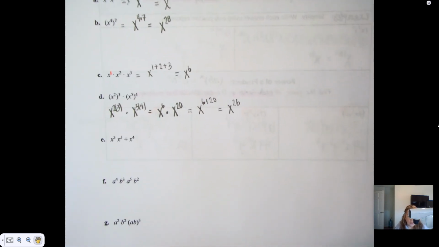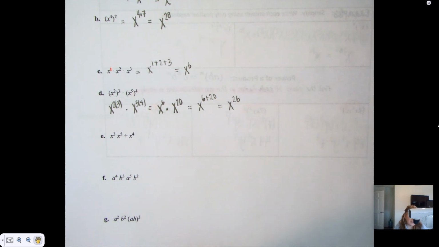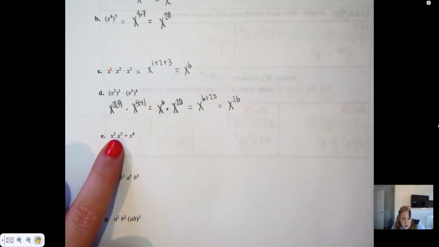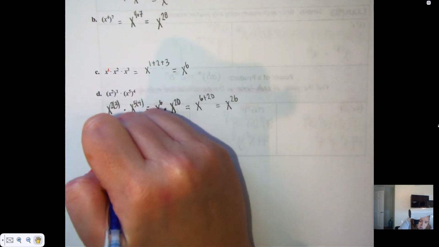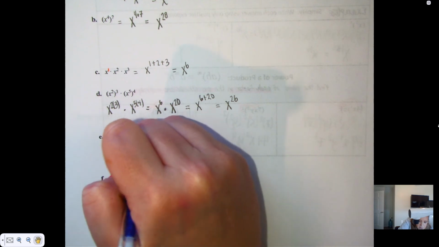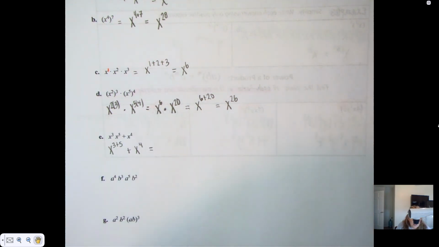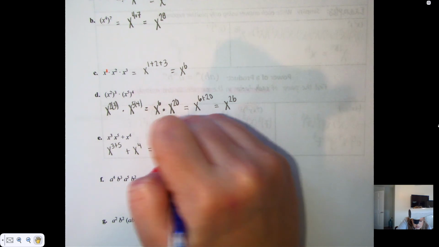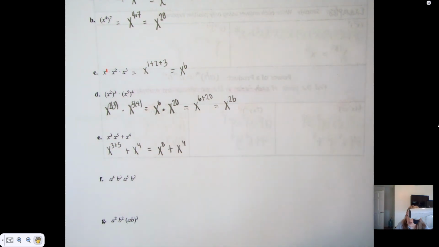Okay, so E, x to the 3rd times x to the 5th plus x to the 4th. All right. Well, this thing right here, these two things are being multiplied with the same base. So that means I can add their exponents together. So this is going to be x to the 3rd, 3 plus 5, plus x to the 4th. Okay. Well, what is 3 plus 5? 5, 6, 7, 8. That's x to the 8th plus x to the 4th. Hold on a second.